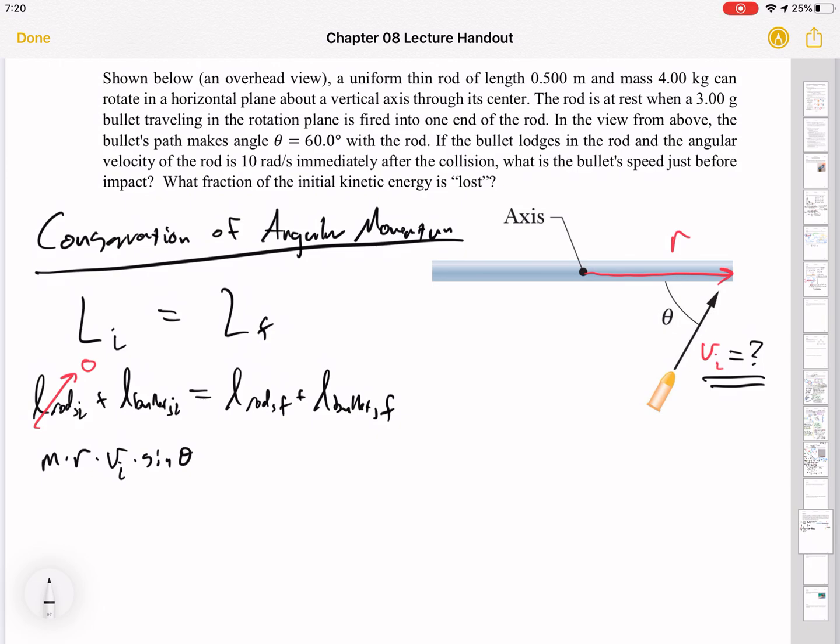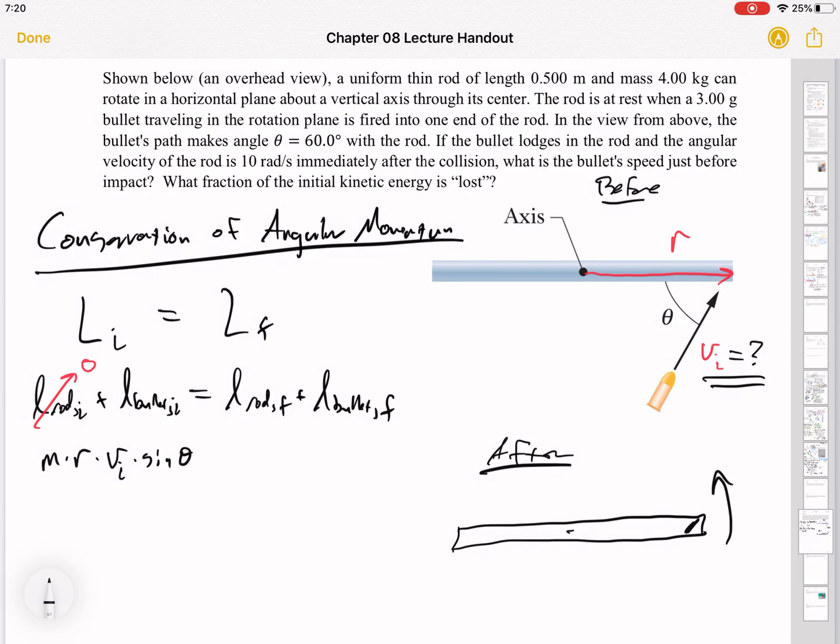So after this hits this, let's, this is my before picture. My after picture is the rod, the bullet lodged right here, and the whole thing rotating at omega final. Okay, and omega final is given to me as 10 radians per second. So I'm solving for V initial. So we're halfway there.